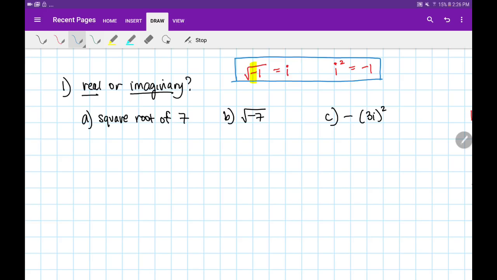So let's look at the first one, the square root of 7. Well, I don't know what the square root of 7 is off the top of my head, but I know it's a real number because there's no negative inside. If I type this into a calculator, it'll give me something, like 2.35, I don't know. But it's a real number. Look at B now. Very similar, but this one has a negative inside. So because of the negative inside, I know that that is going to be imaginary.